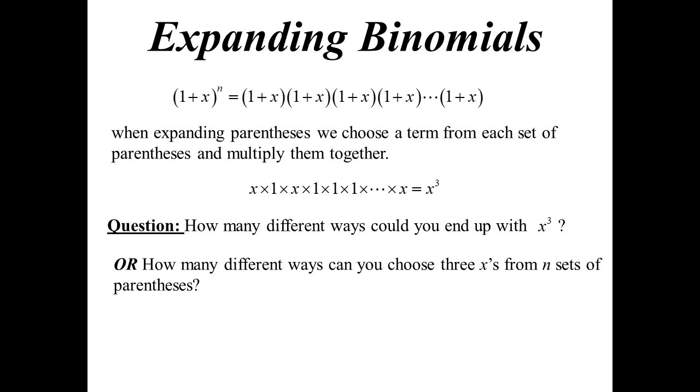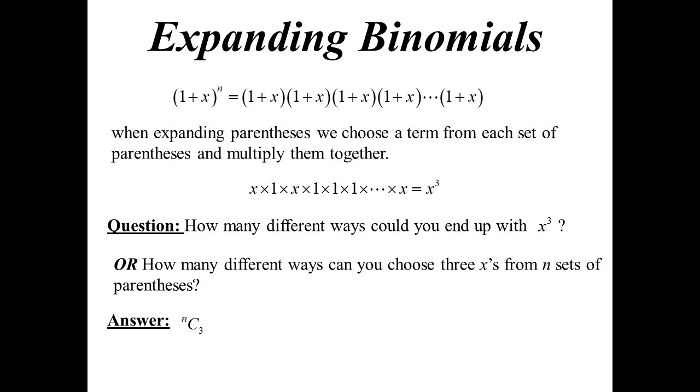Now, this is something we've seen before. It's back to permutations and combinations. In this case, it's a combination because the order doesn't matter. We just simply want to get 3 x's out of those n sets of parentheses. So the answer would be nC3.